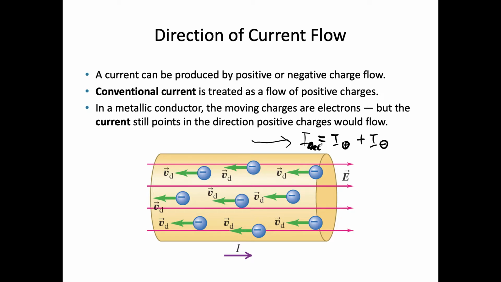Now in a metal, because the mass of the nucleus is much larger than the mass of electrons, the electrons are much easier to move. So most of the time in a metal, the current is coming from the motion of electrons rather than the nucleus.